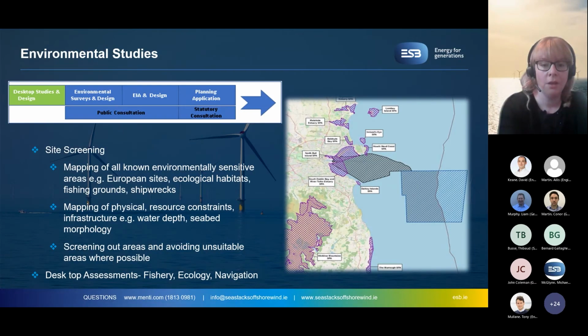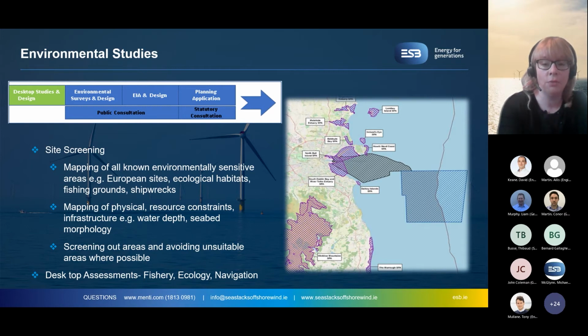So, in terms of the first work that we've been doing at a very initial stage, we've been undertaking site screening. That really is, in essence, looking at the key environmentally sensitive areas that we're aware of, such as European sites, ecological habitats, fishing grounds and that sort of thing. One of the key things was mapping the known constraints, such as the map I have there on the right hand side, illustrating some of the SPAs and SACs, the European sites.